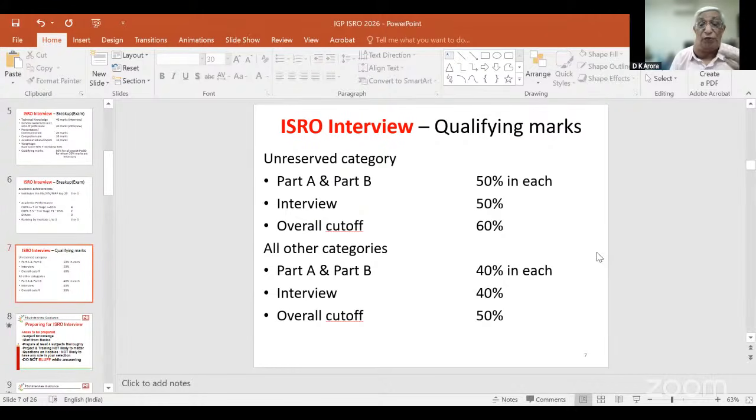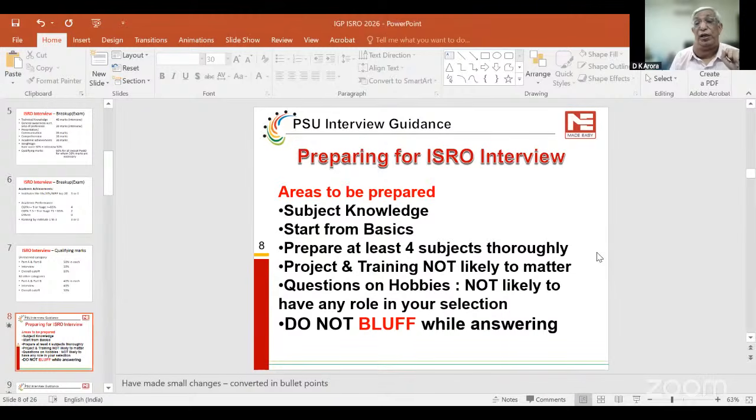Qualifying marks we have already talked about. Preparing for the ISRO interview requires you to be very thorough with subject knowledge.